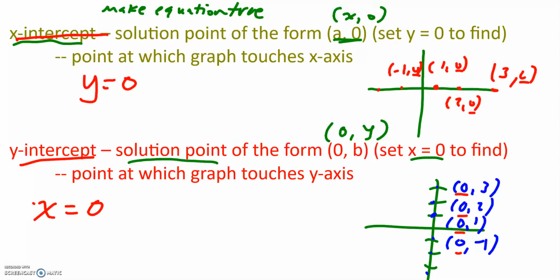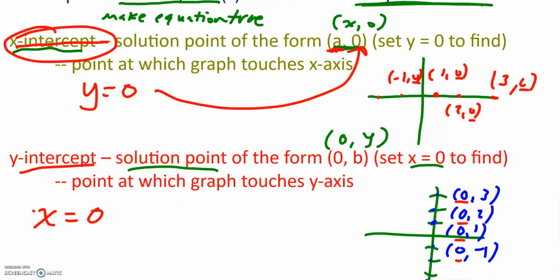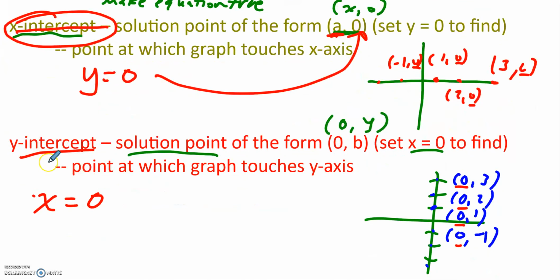Now, I do want to point out that this is an opposite relationship. When you're finding the x-intercept, you want the x to actually be there. So you need to plug in 0 for y. However, when you want to find the y-intercept, you want the y to actually exist, so you plug in x equals 0. So what you plug in for 0 is the opposite of what type of intercept you're really finding.